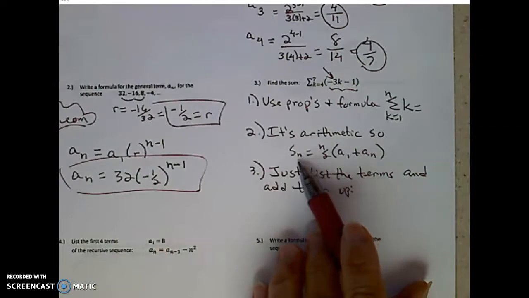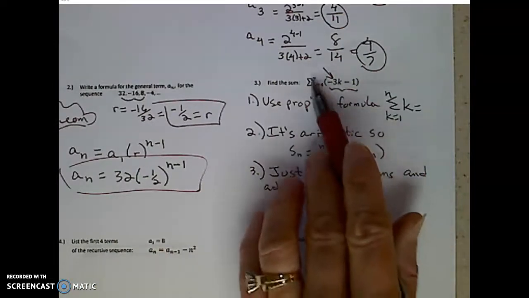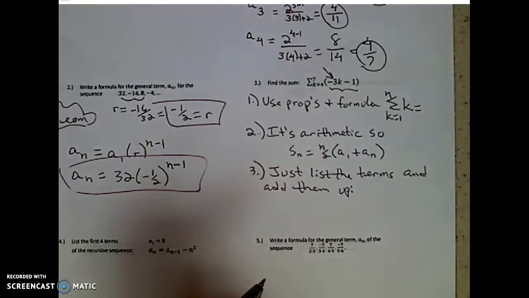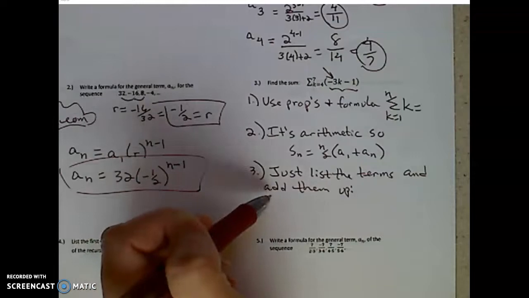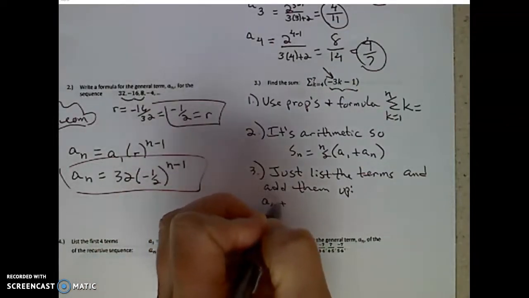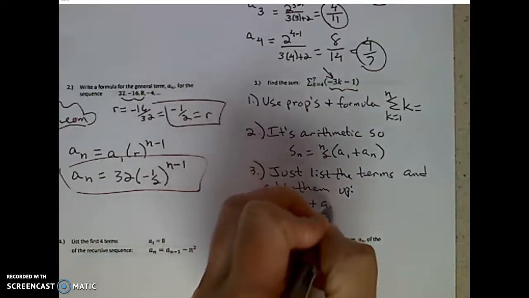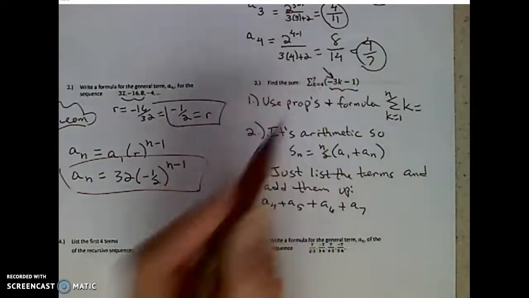So I could use the formula for the sum of an arithmetic sequence, but again, a little tricky because it's the 4th through the 7th term. Since it's such a short list of terms, I'm just going to list the terms and add them up. I'm going to take the 4th term and add it to the 5th term, to the 6th term, add it to the 7th term, and remember my index is my input.